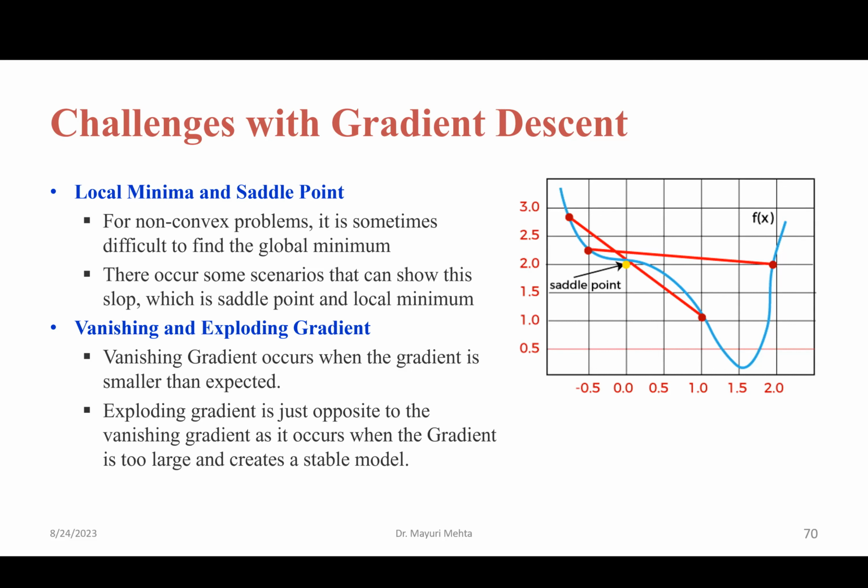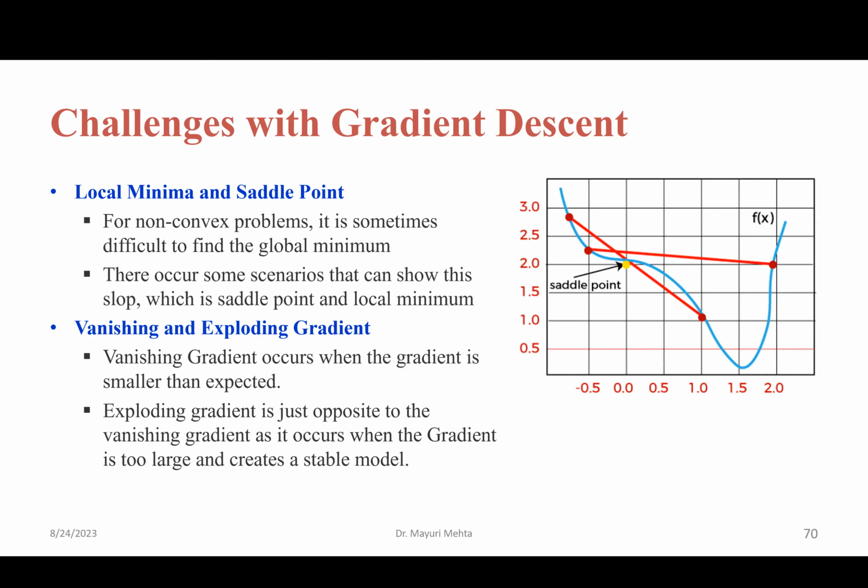Vanishing gradient occurs when the gradient is smaller than expected, and that's why its name is vanishing gradient. During back propagation, this gradient becomes smaller.